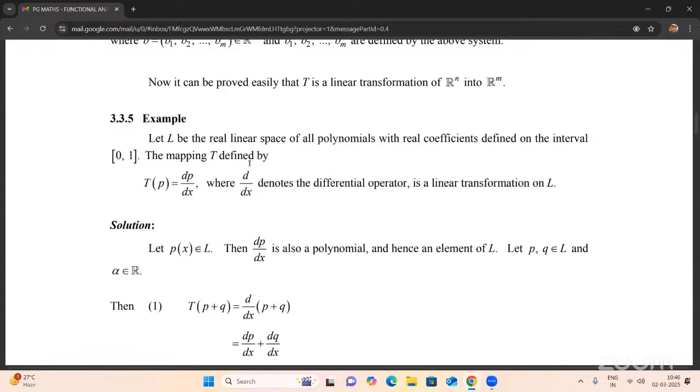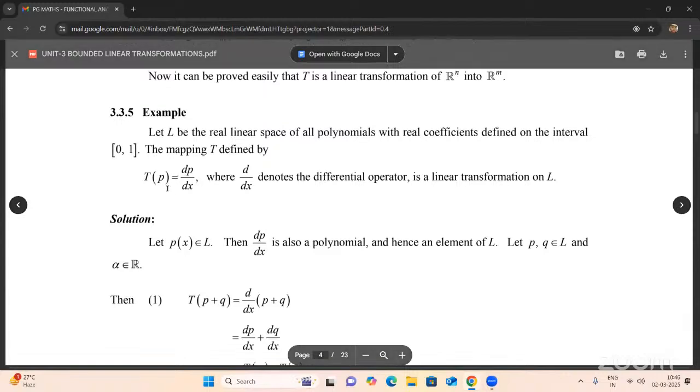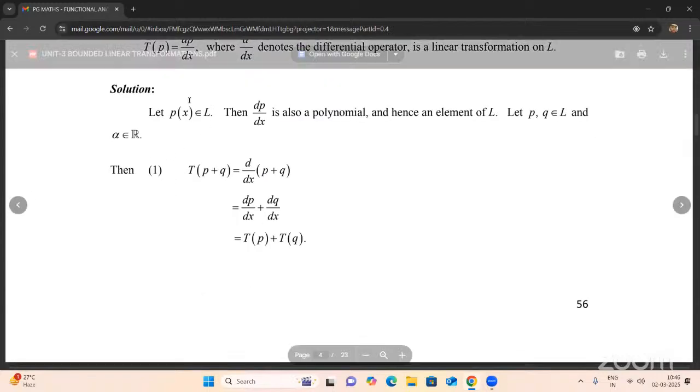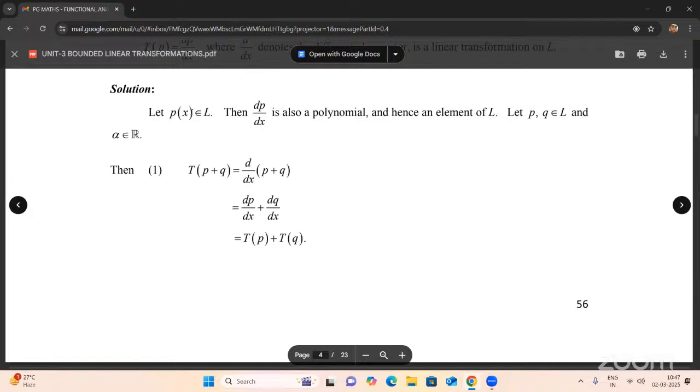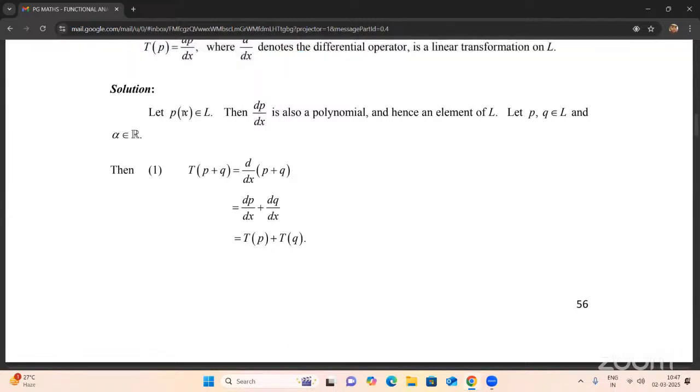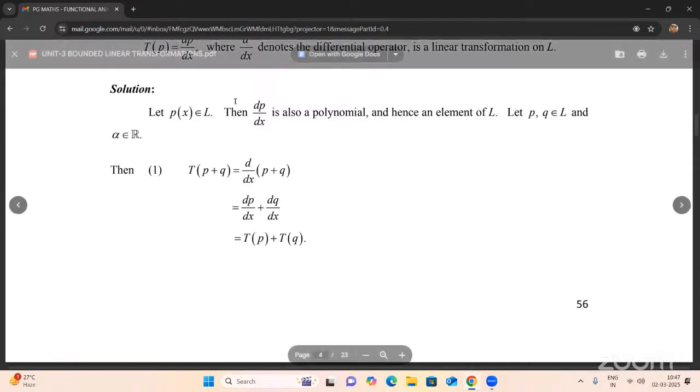Now, the differential operator is also a linear transformation on L through this relation, that is T of P equal to dp by dx. From the real linear space, let P of x be one of the polynomials. We are taking one polynomial in the real linear space, the set of all polynomials, namely P of x. Here dp by dx is the derivative of this polynomial with respect to x. So this polynomial is also defined on the differential part dp by dx.